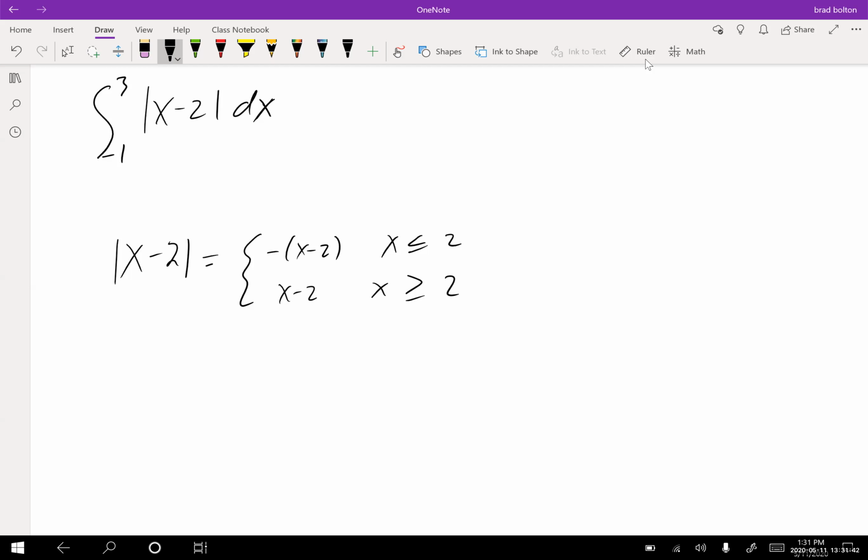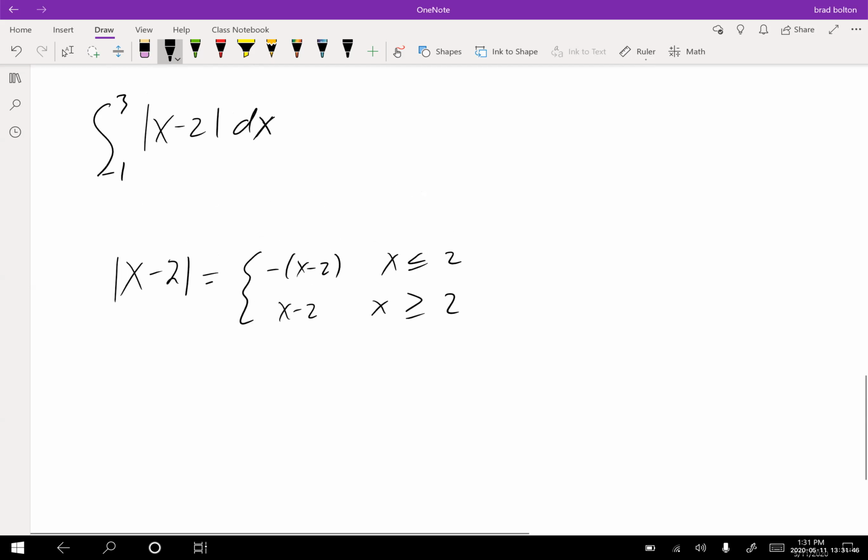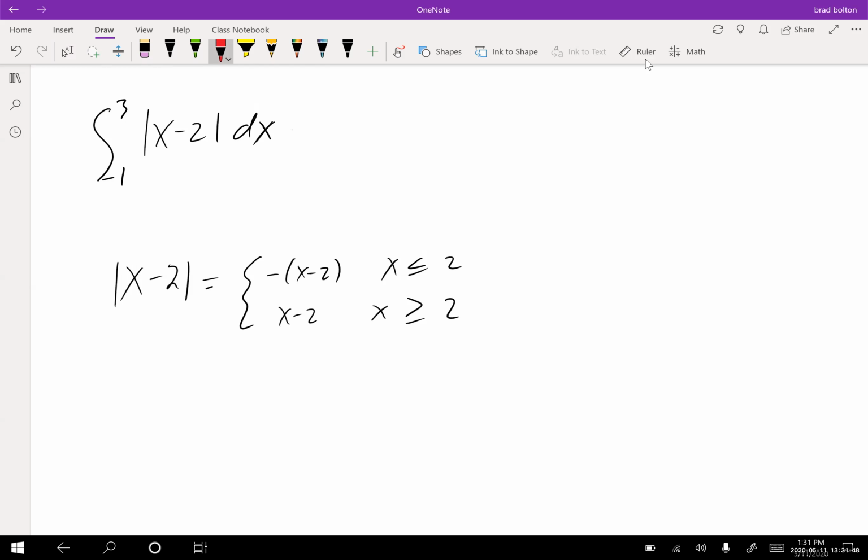So now we can find the derivative of this. I'm sorry, not the derivative. We could rewrite this as two separate integrals: the first integral and the second integral. So I'm going to say the integral from -1 to 2, because 2 is the breaking point. I'm getting that from right here. 2 is the magic number for this absolute value. So we're going to go from -1 to 2.